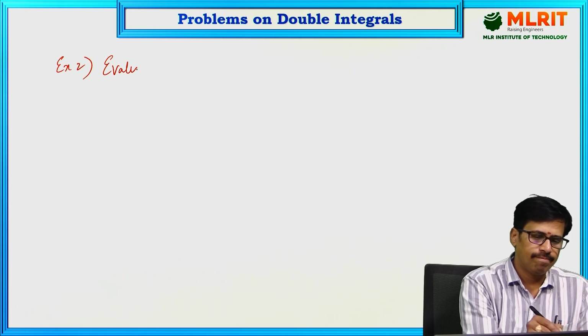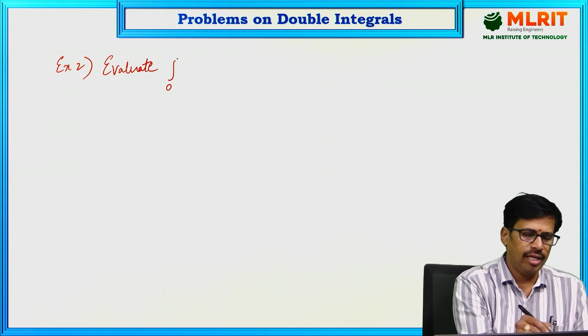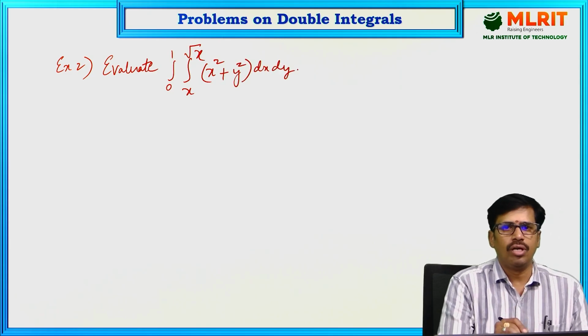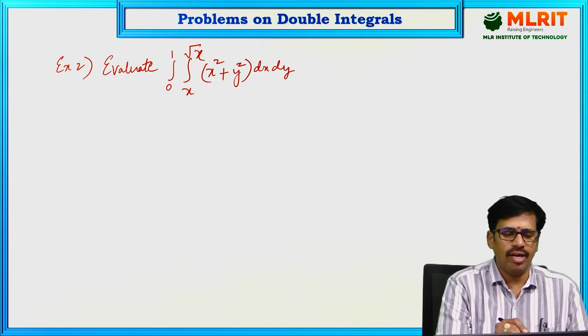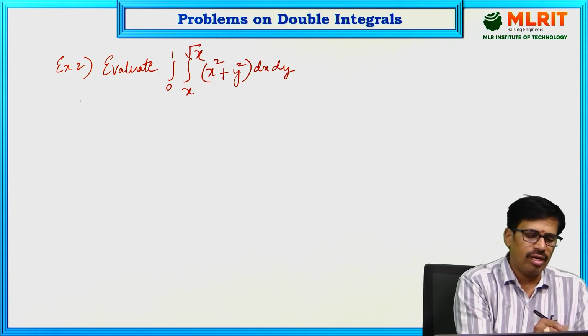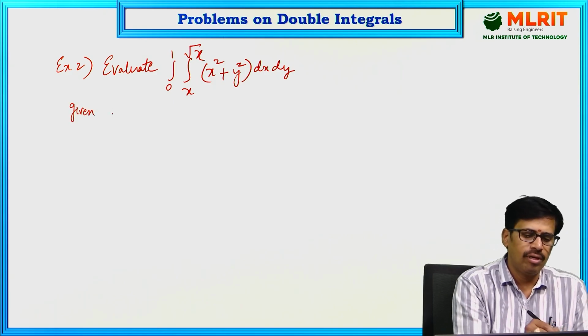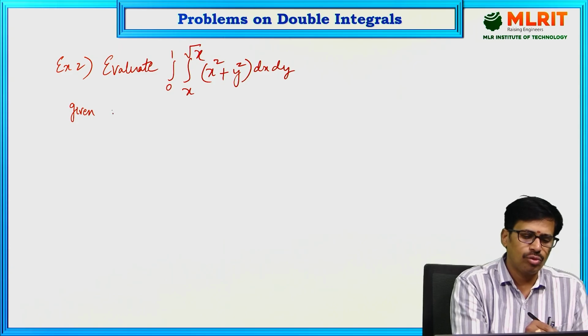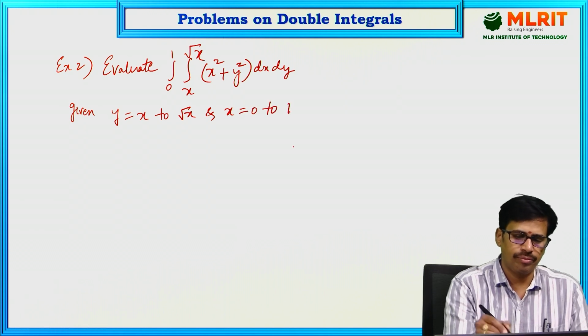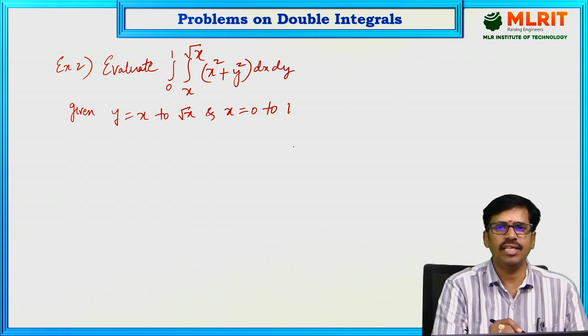Evaluate the integral from 0 to 1, integral from x to root x, of x square plus y square dx dy. To evaluate this integral, we have to identify what the x limits and y limits are. Here, y is in terms of x, so y varies from x to root x and x varies from 0 to 1. So the x limit is constant and y is in terms of x.